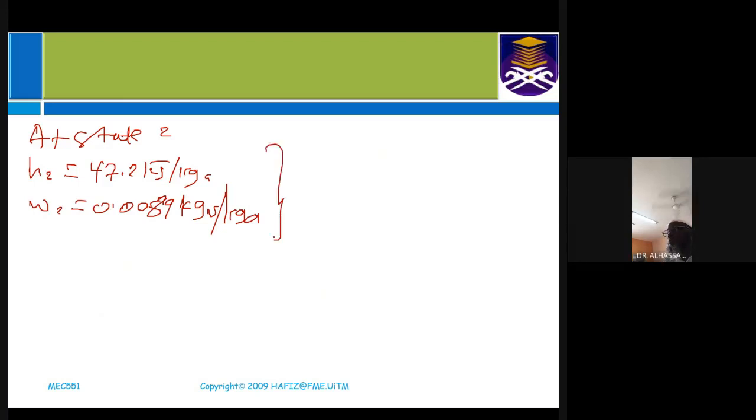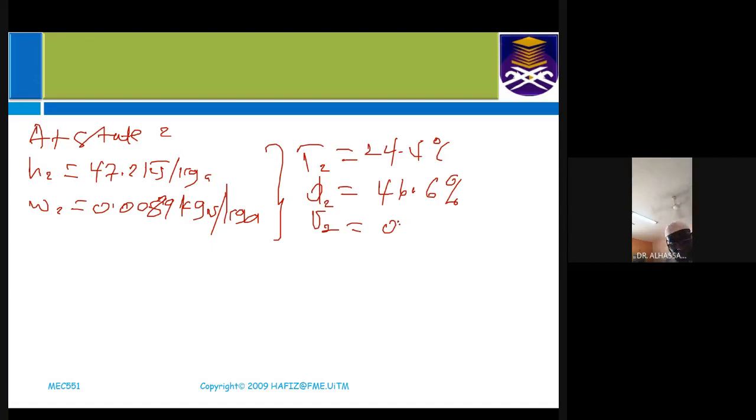So with these two properties, we can find T2, the relative humidity at state 2, and the specific volume at state 2. You understand? So now T2, if you read carefully, gives me 24.4 degrees Celsius, relative humidity 46.6%, and specific volume 0.856 meter cube per kilogram of dry air.